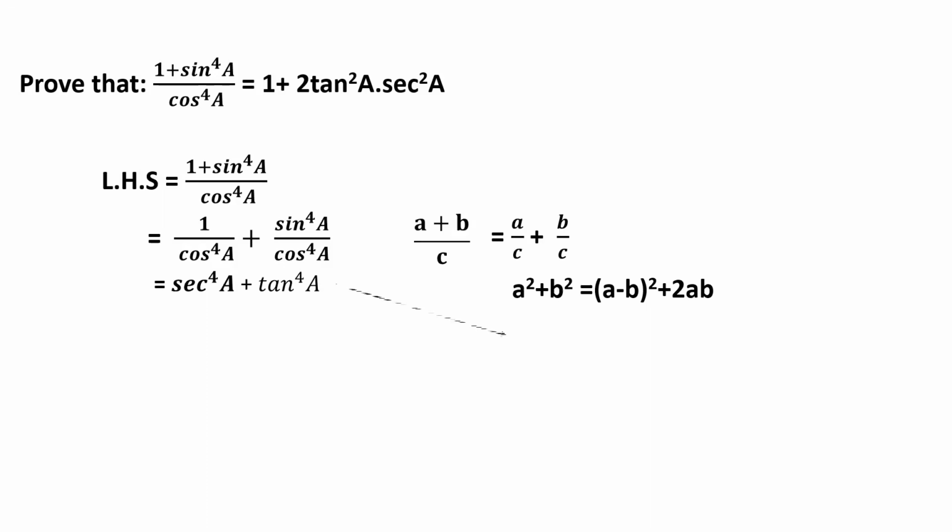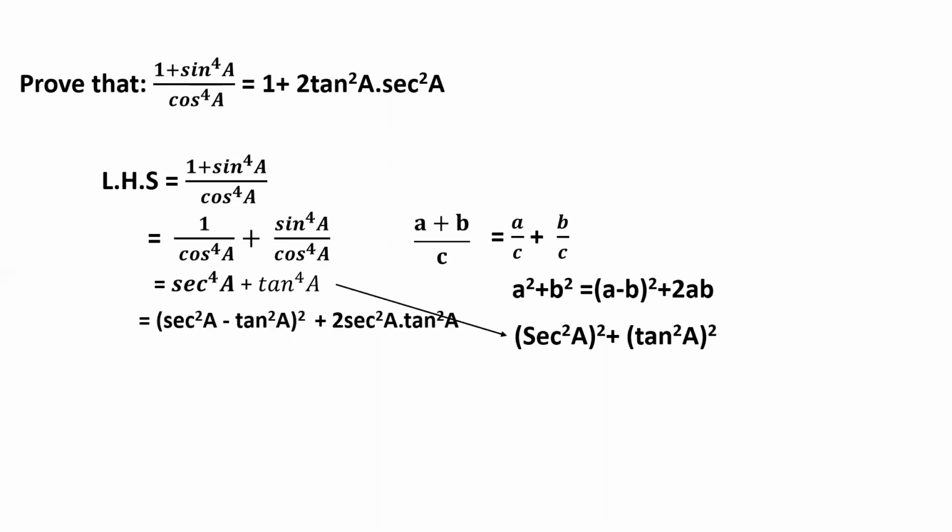Now, look at this term here: sec to the power 4A plus tan to the power 4A. Can I do like this? Sec square A whole square plus tan square A whole square. Now it is exactly in the form of a square plus b square, where a means sec square A and b is tan square A. Can I compare with a square plus b square? Then what will happen? It is just like a minus b whole square plus 2ab. You have to write it.